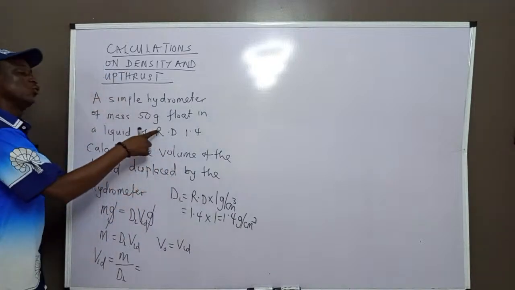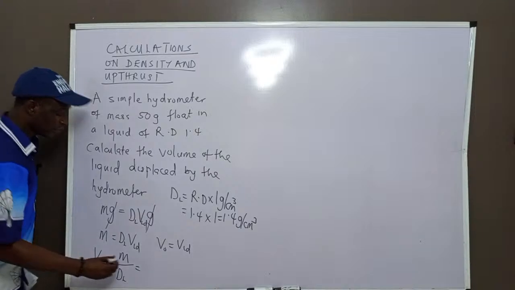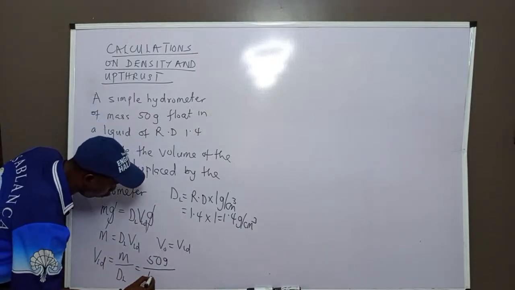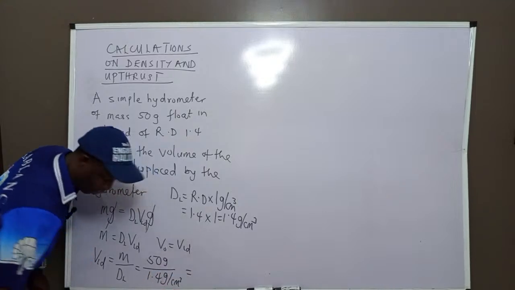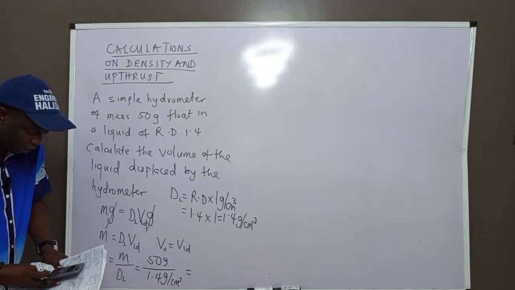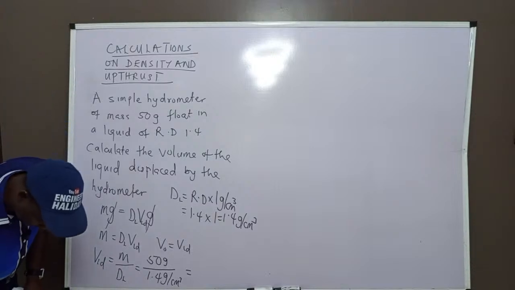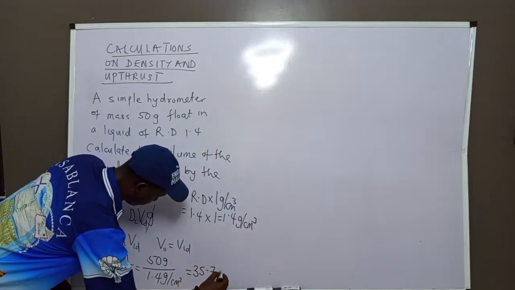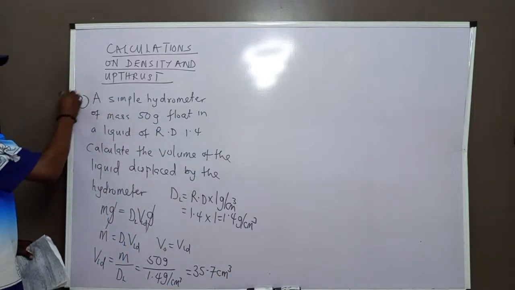So I've converted the relative density of the liquid to density. So we can now put it there, 50 gram divided by 1.4 gram per centimeter cube. So we are going to have the volume of liquid displaced, which is 50 divided by 1.4, so that we can have it as 35.7 centimeter cube. That is the volume of liquid displaced. That is number one question.